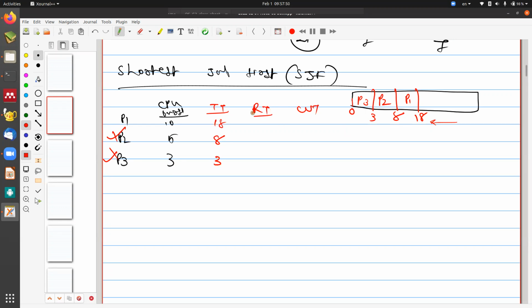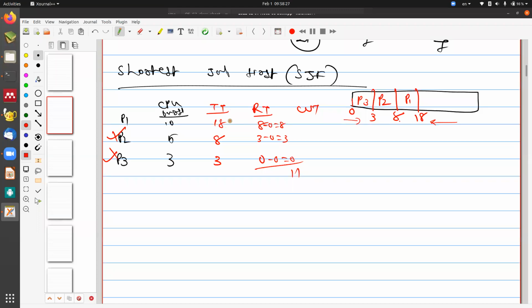Now the response time, quickly. For P1's response time, when did it start? At 8, arrived at 0, so 8 minus 0 is 8. Similarly, P2 started at 3, arrived at 0, so 3 minus 0. Then P3 arrived at 0 and started at 0, so 0.